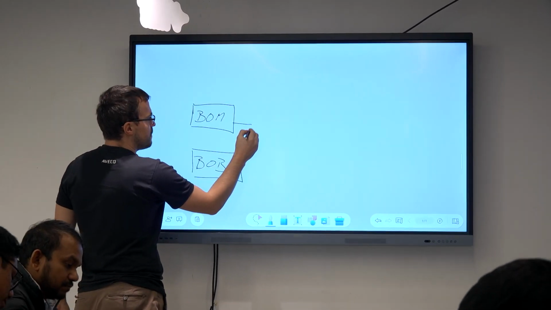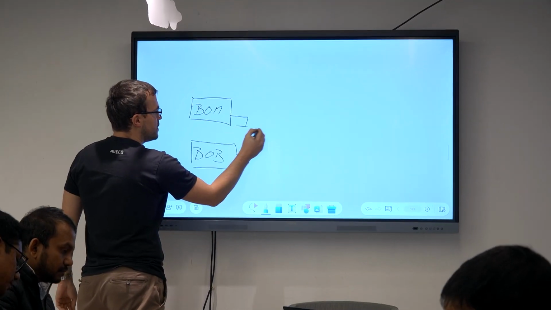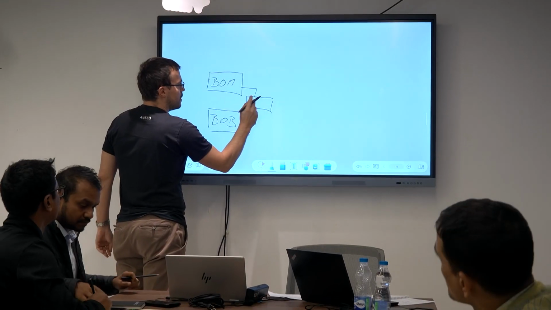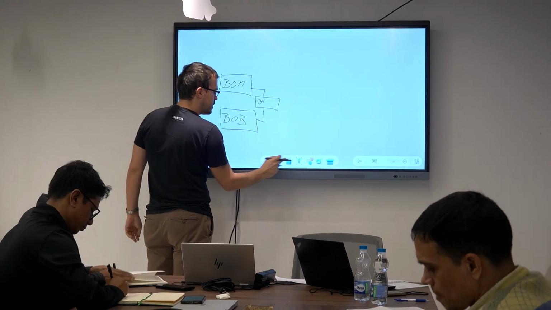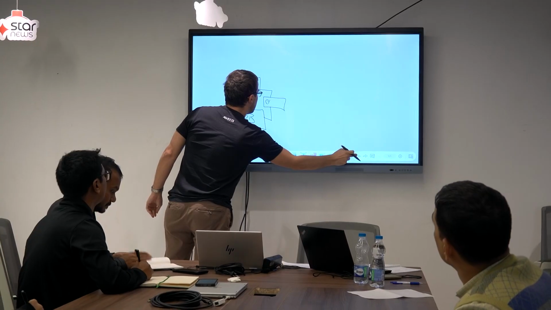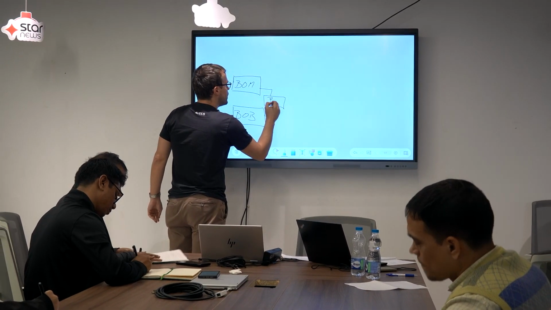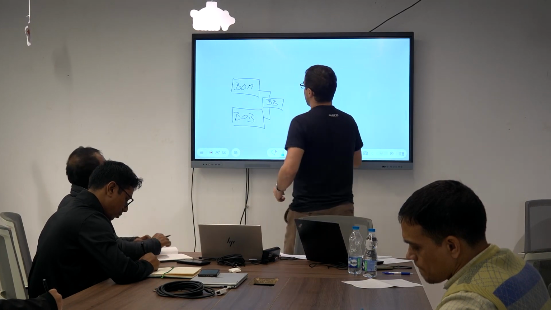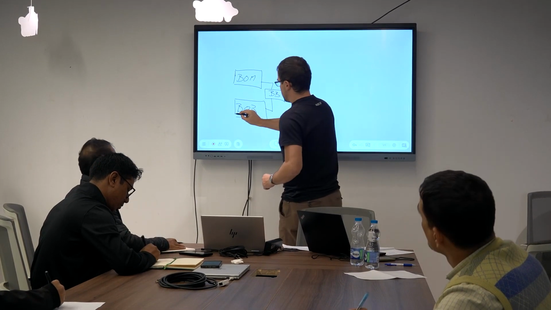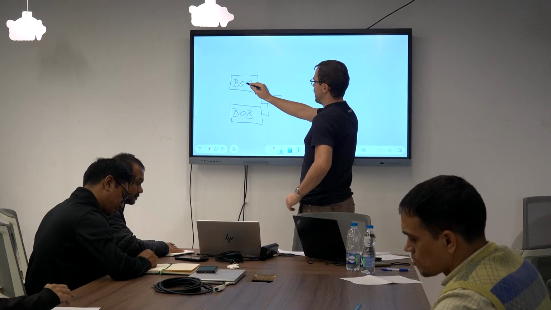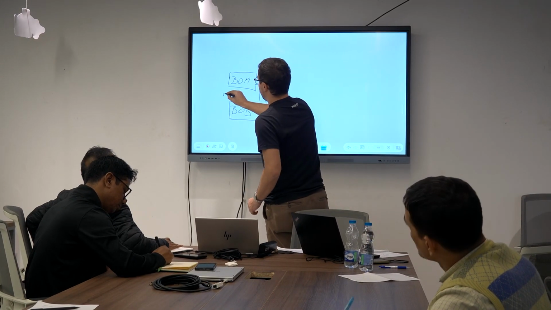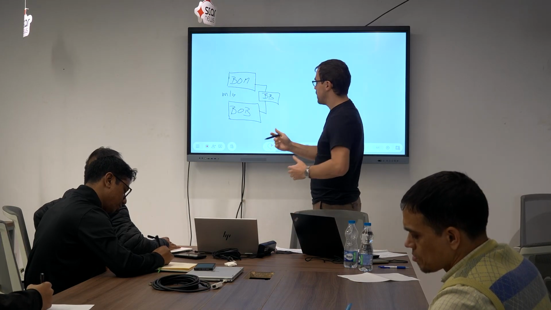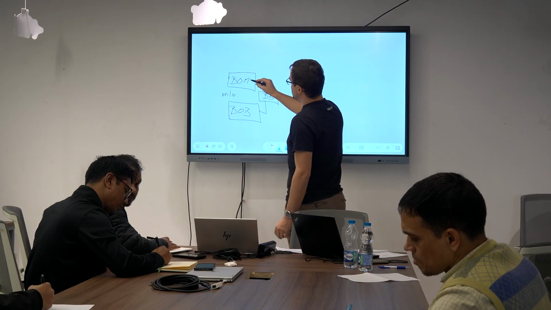Then there is something connected between these two servers. Usually we call it BB, breakout box. Why? Because the architecture is master-slave. So one server is every time master, and that master is sending commands.